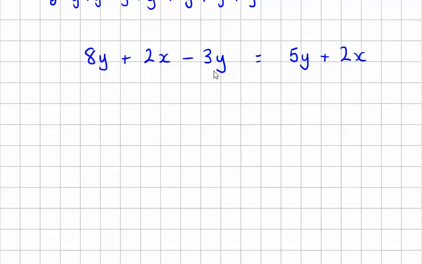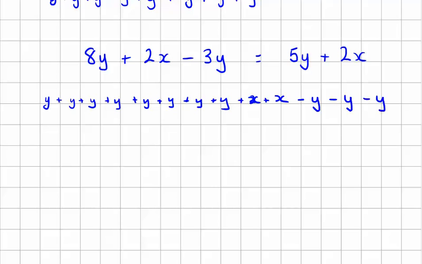No, but if you think about it step by step, this is what I was trying to get to you earlier. Don't think of these as numbers, as 8, 2 and 3. You've got to think of them as how many y's and x's. So if I wanted to write this out, remember what I did up here. 8y would be y plus y plus y plus y plus y plus y plus y plus y, plus 2x, x plus x. Then it would be take away y, take away y, take away y.